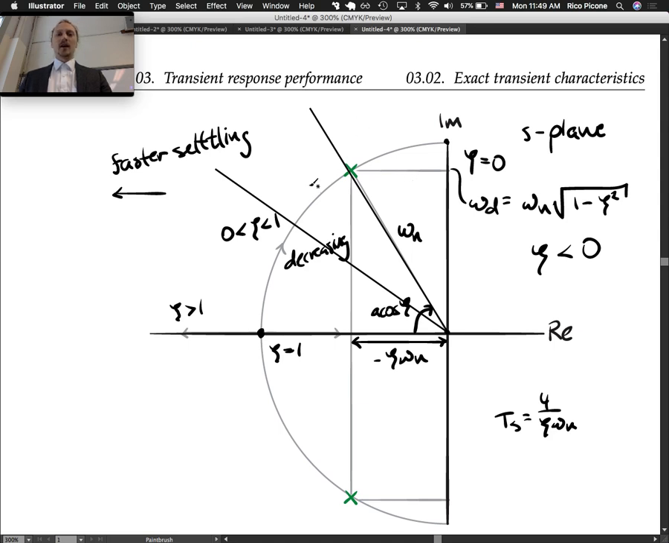So then you could say more overshoot along an arc. That would be another thing you could say. As you go here and you decrease your zeta, you're going to get more and more overshoot. Right? Okay, that's all I got.